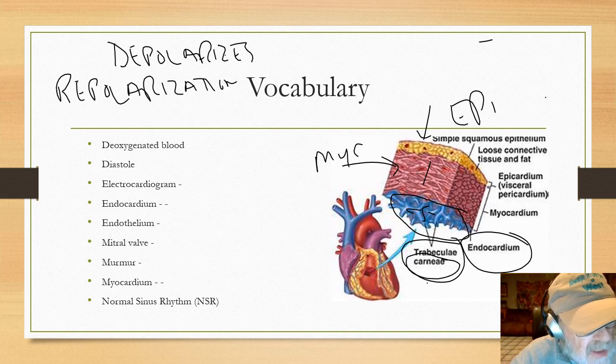Carne means meat, like carnivorous, okay? And what happens is this area is still smooth and allows the blood to smoothly go. Nothing really is causing much of a frictional type problem to stop the blood flow. So that inside lining of the heart is called the endocardium.